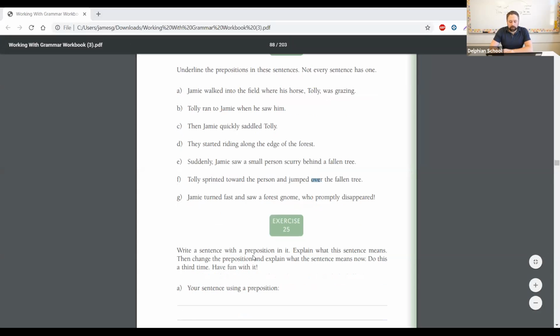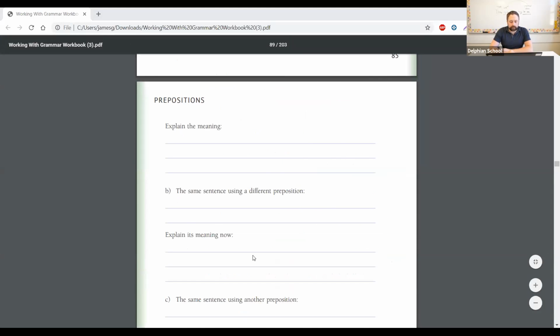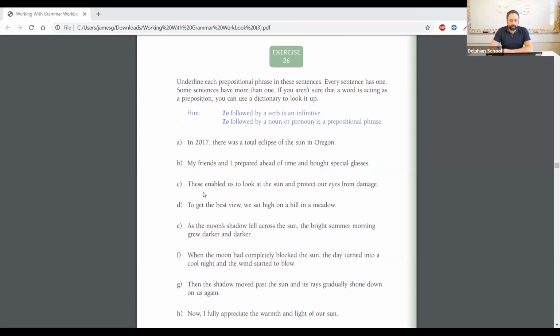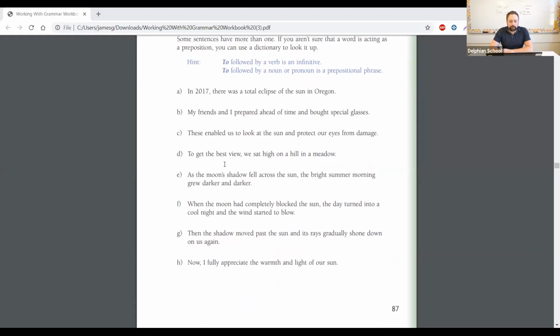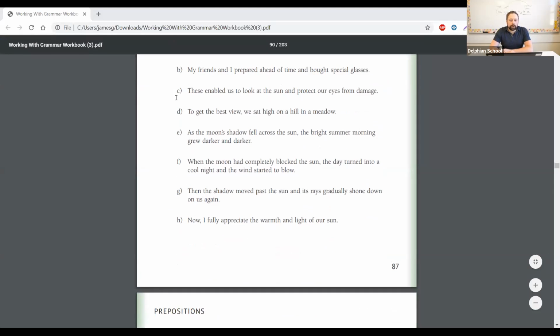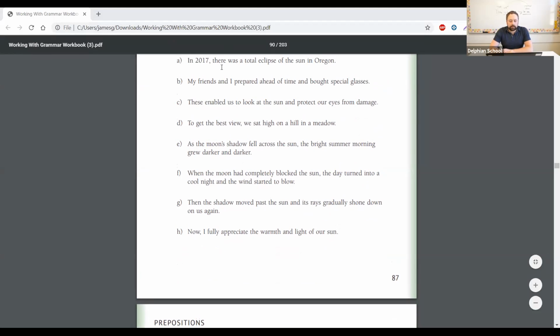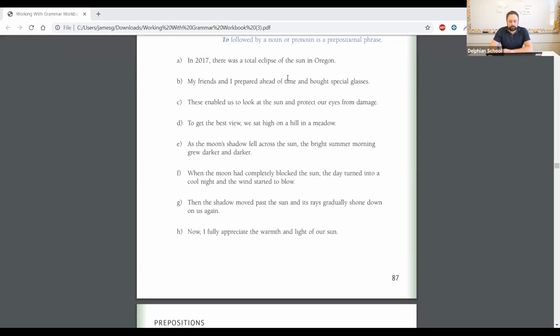All right, we're going to move on to exercise 26 here. And this is the last one that we're going to work on today. So we're going to try to spot a few more prepositional phrases. Okay. In 2017, there was a total eclipse of the sun in Oregon. So this one actually has more. We've had two before, but this one has even more prepositions. Let's see if we can spot all of them.